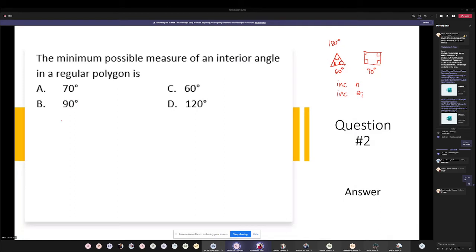So a triangle has the least number of sides, therefore has the minimum interior angle measurement. Minimum measurement of an interior angle.